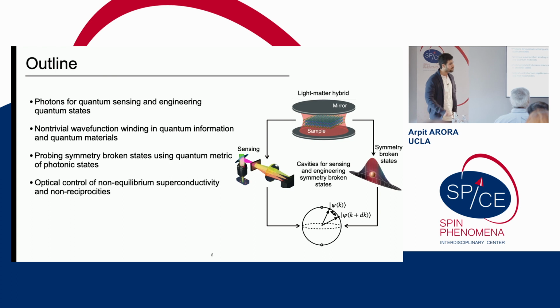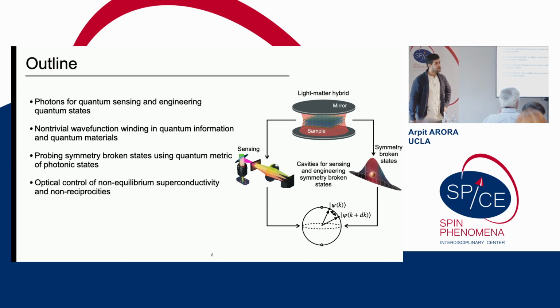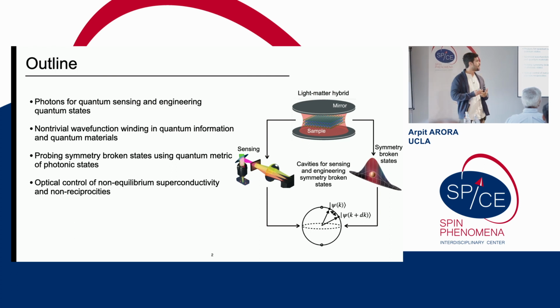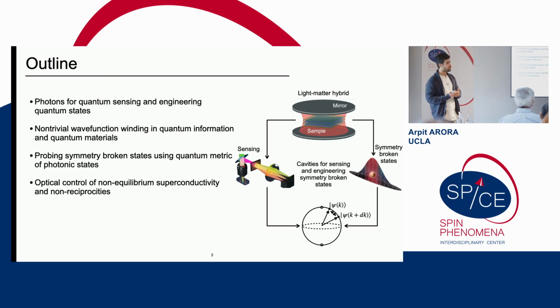So here is a brief outline of what I'll be talking about. I'll start with what's the role of photons in quantum sensing and engineering quantum states. And then I will discuss the role of non-trivial wave function windings in quantum information and quantum materials. And then I will share two of our recent works in which I'll talk about probing symmetry-broken states using quantum metric or photonic states. And then lastly, I'll talk about the optical control of non-equilibrium superconductivity in flat band systems.